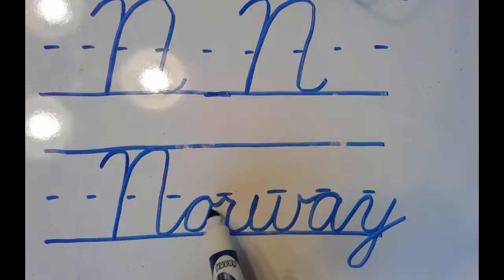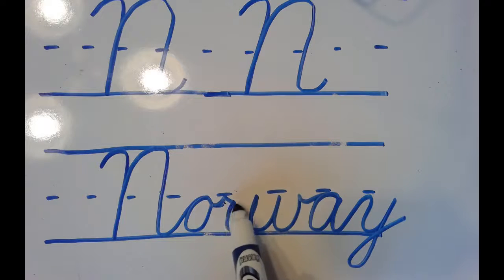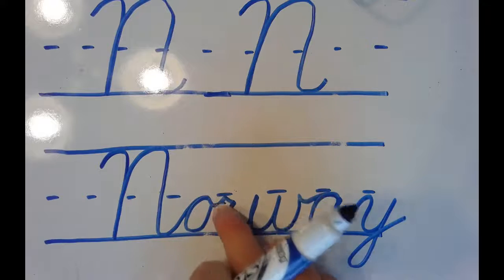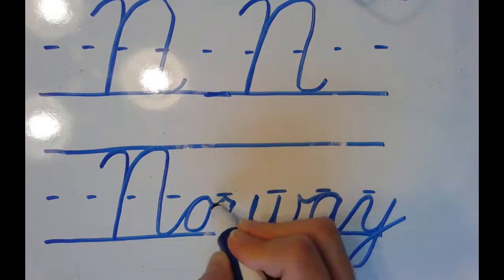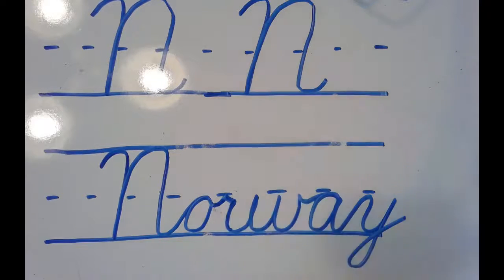Sometimes R's can be a little bit tricky when you're attaching them after a letter like an O, because the O ends up here, so that R looks a little bit different than it would if it was being attached from a different letter. So feel free to practice more writing Norway again before you get comfortable and move on to the handwriting journal.